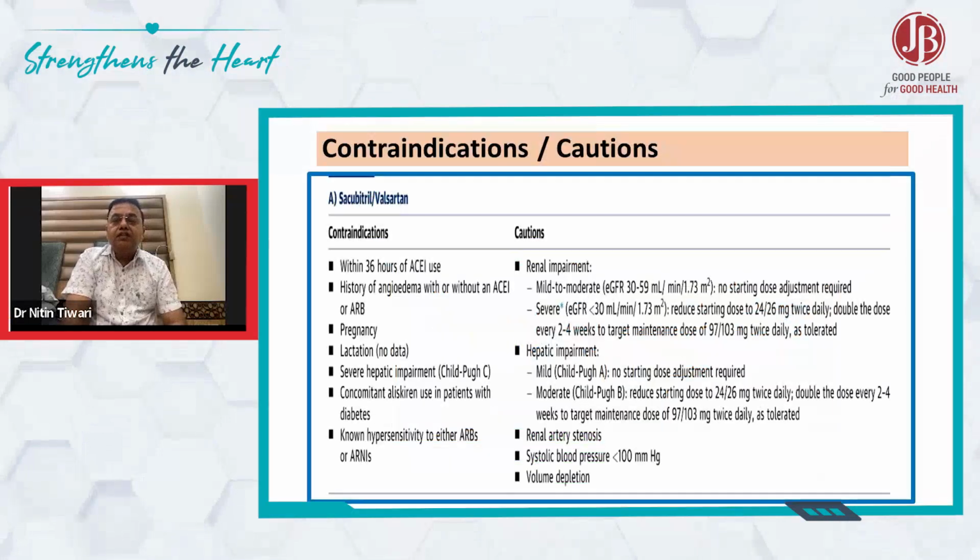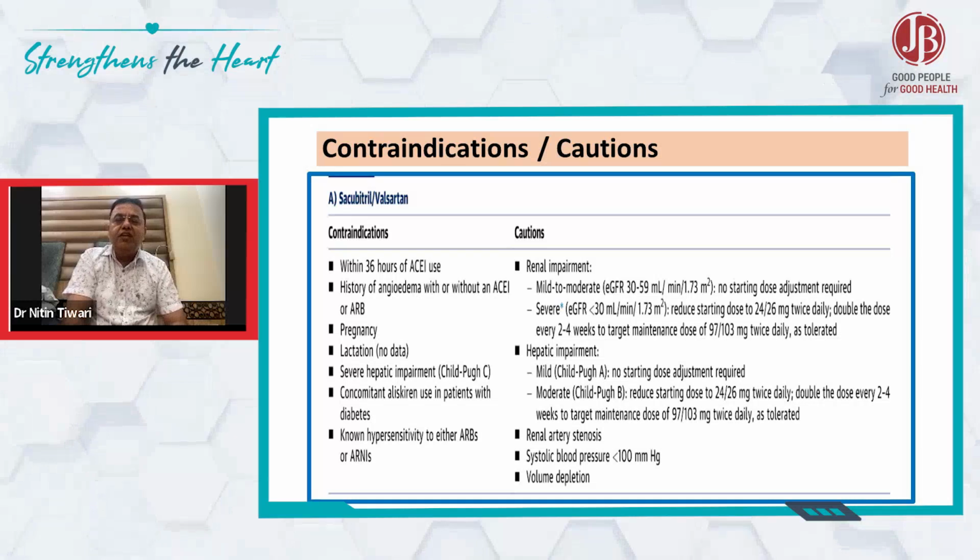And what are the contraindications that I mentioned? Within 36 hours of ACE inhibitor use, don't use it because you can have angioedema or a lot of cough. Any history of angioedema, pregnancy, lactation, severe hepatic impairment like Child C, aliskiren use, aliskiren generally not used now, or any hypersensitivity to the drugs.